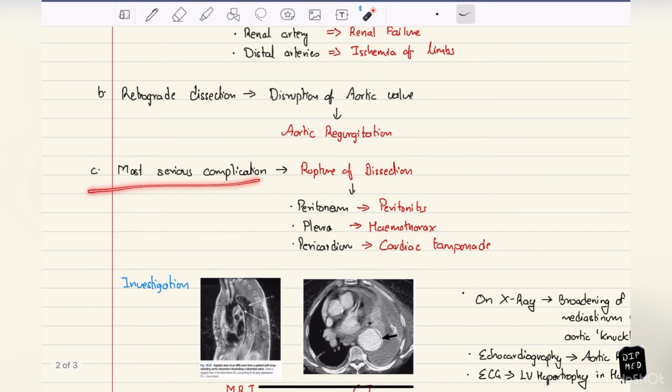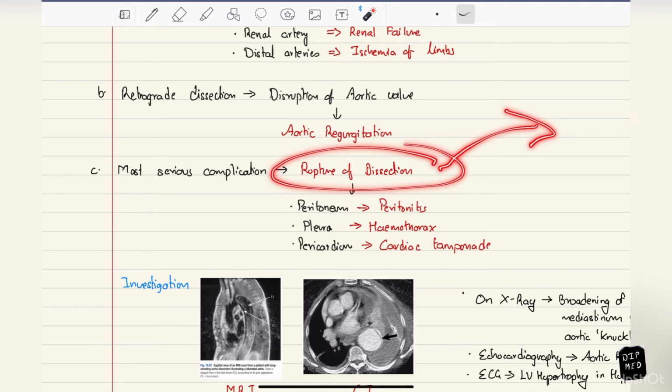The most serious complication is, however, rupture of the dissection. It can rupture into the peritoneum, causing peritonitis, into the pleura, causing hemothorax, and into the pericardium, causing cardiac tamponade. However, these are only the local effects. If it ruptures, then there is a huge amount of blood flowing out of the systemic circulation, and this can cause shock.